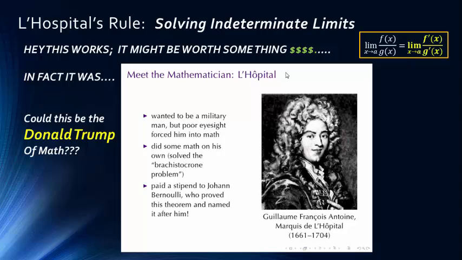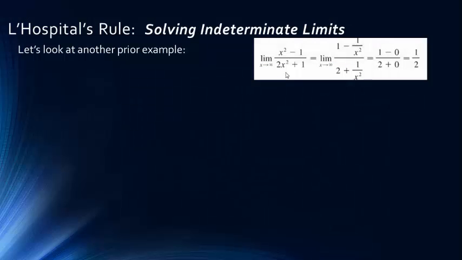This is funny. This was actually some notes I had put on this slide a couple years ago, well before our election of 2016, which I thought was kind of funny, that since he bought the theorem and he has a bad wig, maybe he would be the Donald Trump of math in the 17th century. All right, let's look at another example. Let's get back from our little commercial break in the History Channel here.